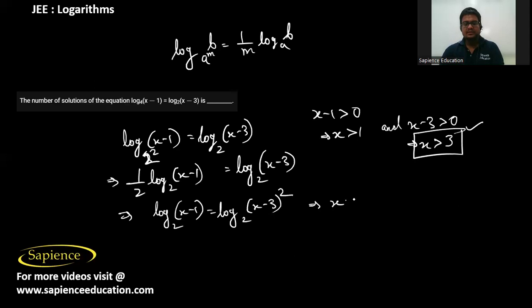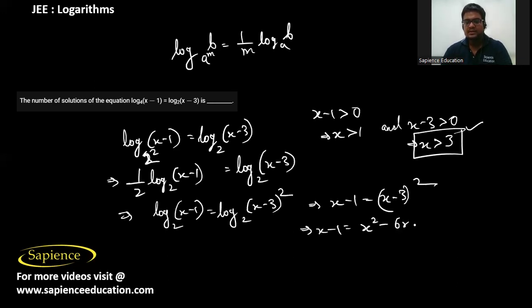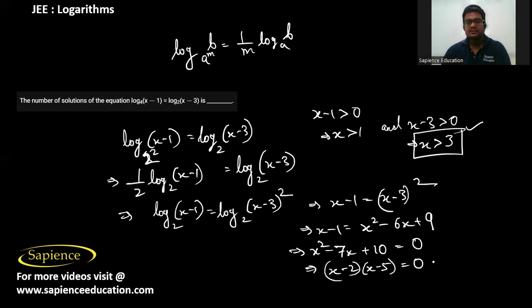So this will be x minus 1 equal to (x minus 3) whole square. So x minus 1 equals x square minus 6x plus 9. So this will be x square minus 7x plus 10, that should be equal to 0. So now 2 5s are 10, so (x minus 2) into (x minus 5) should be equal to 0.